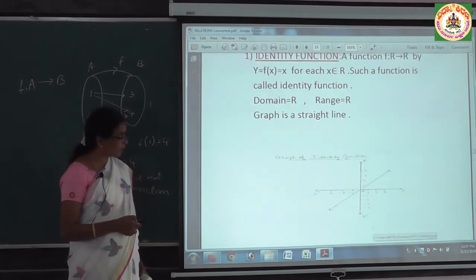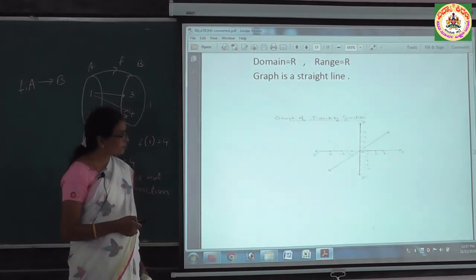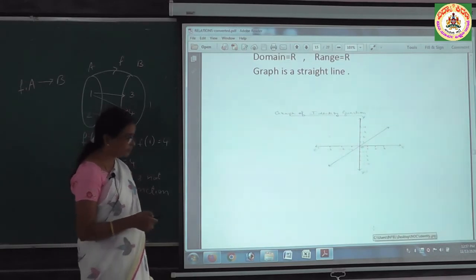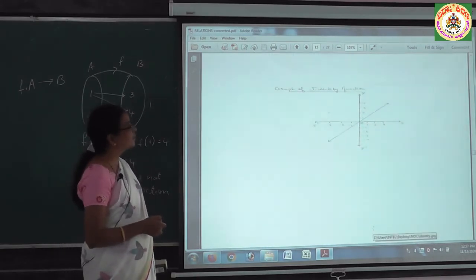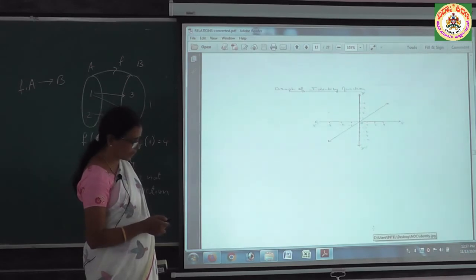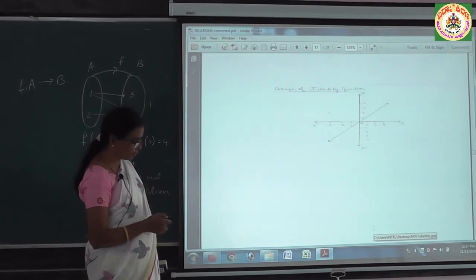I have shown here the graph; it is a straight line. Here see, observe the graph. For the graph there will be 1 mark. It is a straight line because y is equal to f of x is equal to x. When we substitute x value 1, the y value also will be 1. So we get the graph of a straight line.